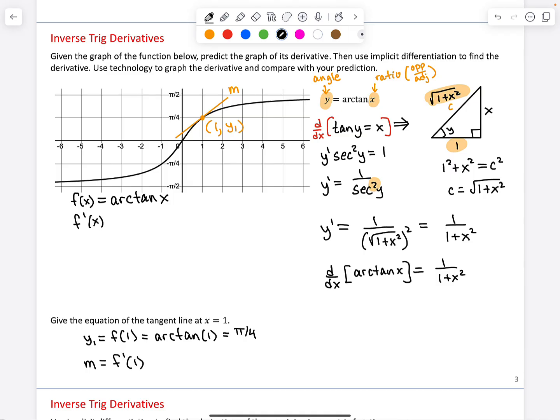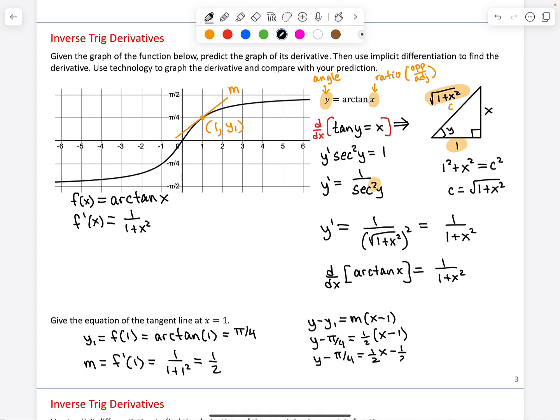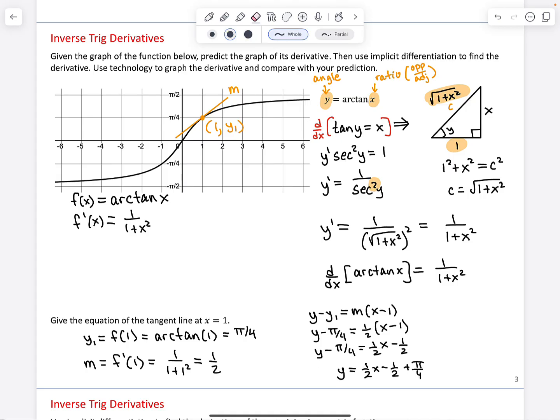And of course, the derivative of arctangent is 1 over 1 plus x squared. So plug 1 into that, and we get 1 over 1 plus 1 squared, winding up giving us 1/2. So now we use point-slope form to create the equation. The y-coordinate was pi fourths. The slope was 1/2. The x-coordinate is 1. Distribute the 1/2, and then add the pi fourths. And we have our equation in point-slope form.